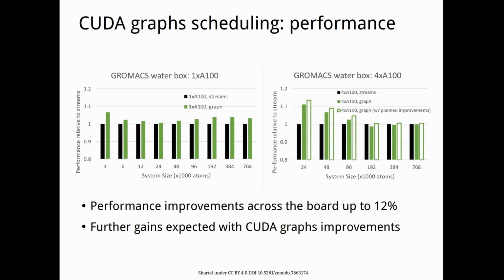Performance actually improves across the board. Here I show relative performance compared to streams, left for a single GPU with various system sizes, and right for multi-GPUs. And performance improvements are anywhere up to 10, 12, 13%, so that's good. And further gains are expected with CUDA graphs improvements. But most importantly, we have identified ways to schedule molecular dynamics much more efficiently, and we believe that this will provide us a better algorithmic approach for future architectures, and we will be taking this further to multi-node and combining CPU, GPU tasks as well.